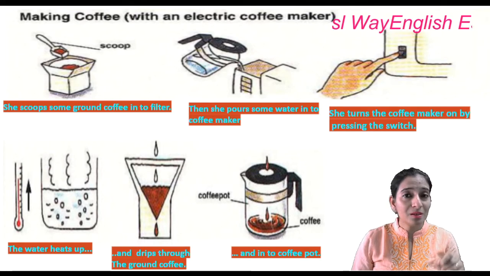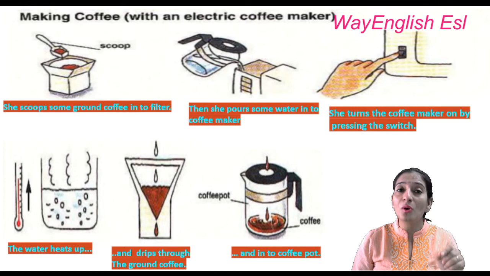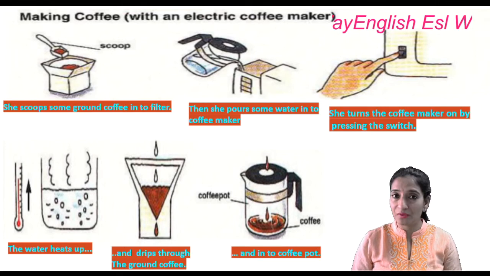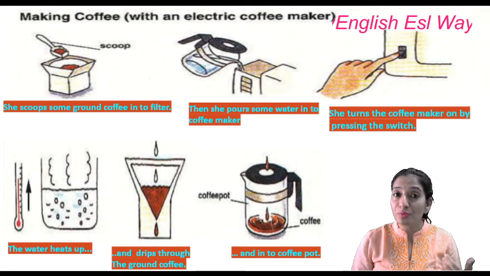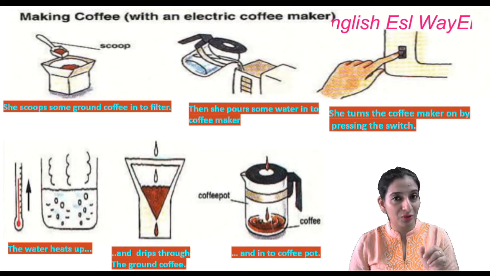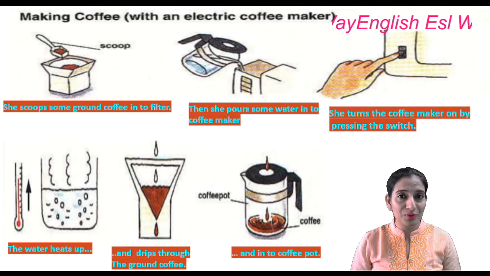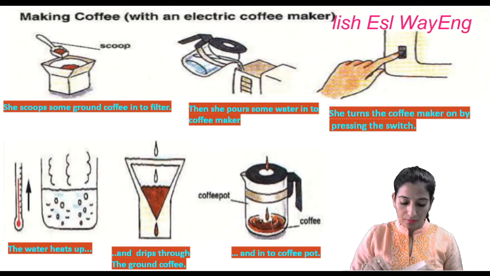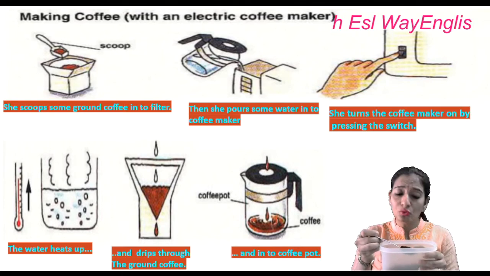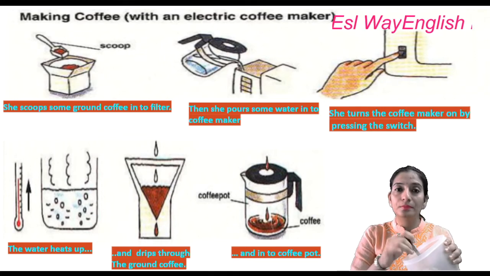Whenever there is a third person singular pronoun, the verb always takes S or ES after it. And if you wonder how to pronounce these endings, you may watch my video on that. So what does she do first? She scoops some ground coffee into the filter. Scoop means to move using a scoop.